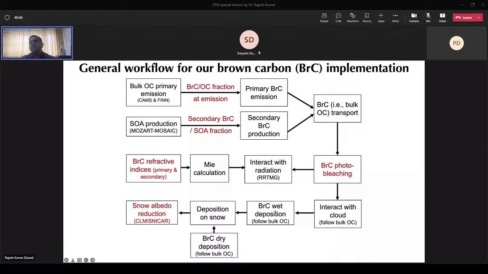And then brown carbon is subjected to wet deposition. We also do the dry deposition, both on the ground as well as in the snow. So the snow albedo reduction due to brown carbon, black carbon, as well as dust aerosols is then estimated through the CLM and SNICAR model within WRF-Chem. So this is a fully coupled atmosphere land surface snow model where we are tracking the deposition of all these light absorbing aerosols from emissions to deposition within the snow.